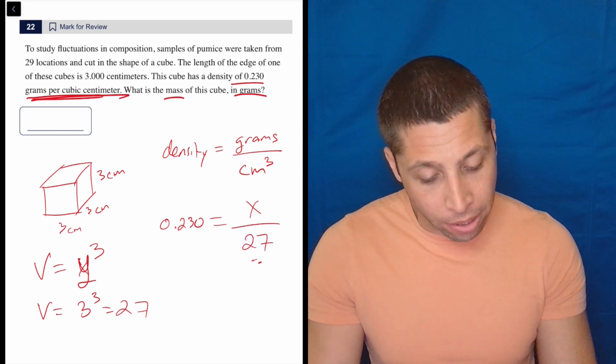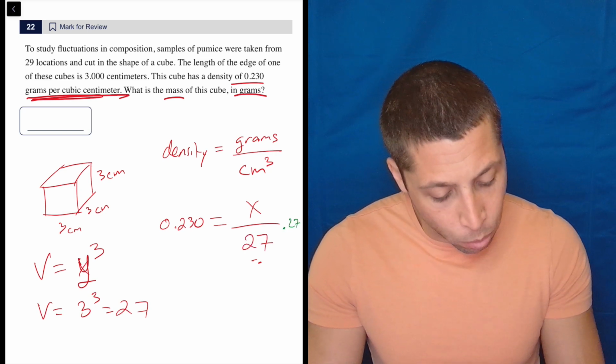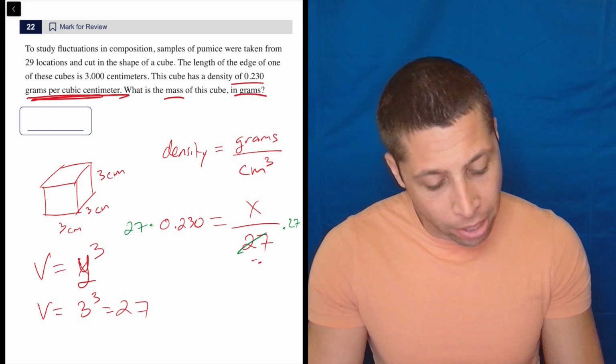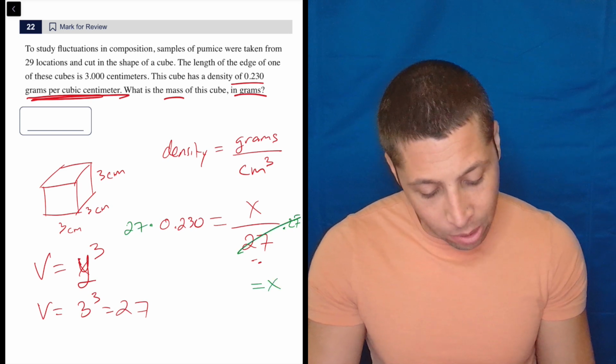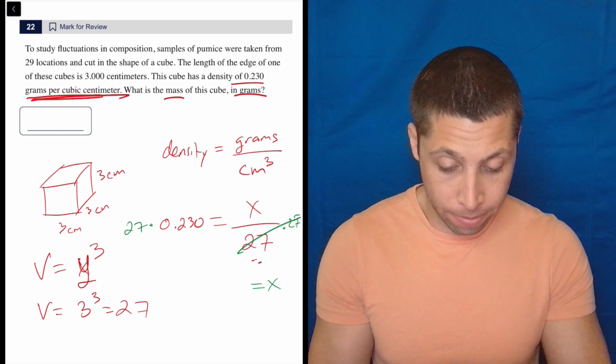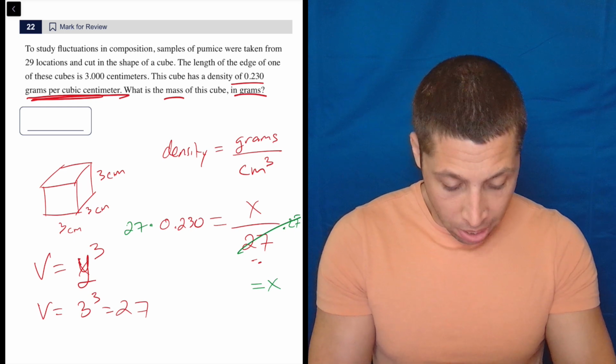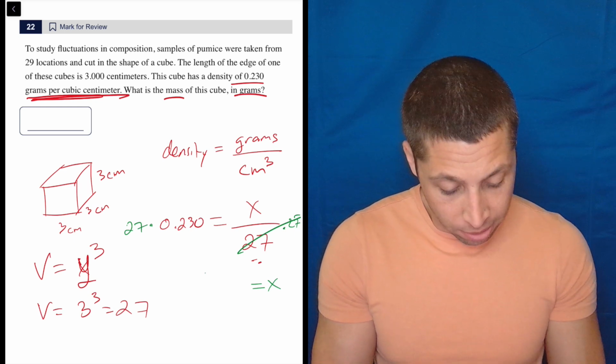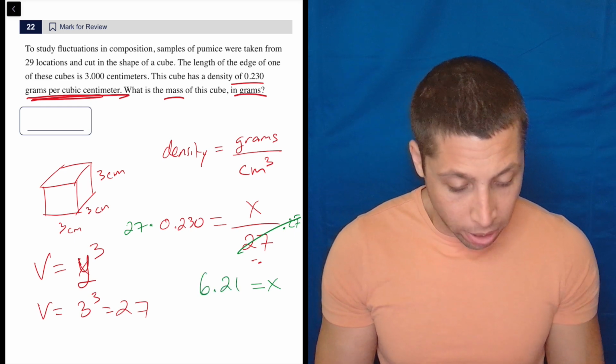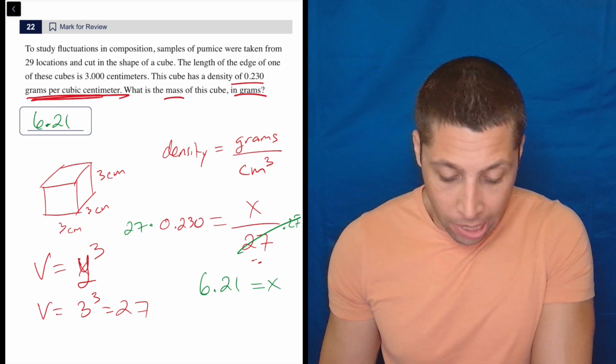And now just solve for x. So how do we do that? We multiply both sides by 27 because we're going to get rid of a fraction. So that gets rid of that. We get x is equal to, go to the calculator, 27 times 2.3 is 62.1. And that is the answer. Just enter it like that.